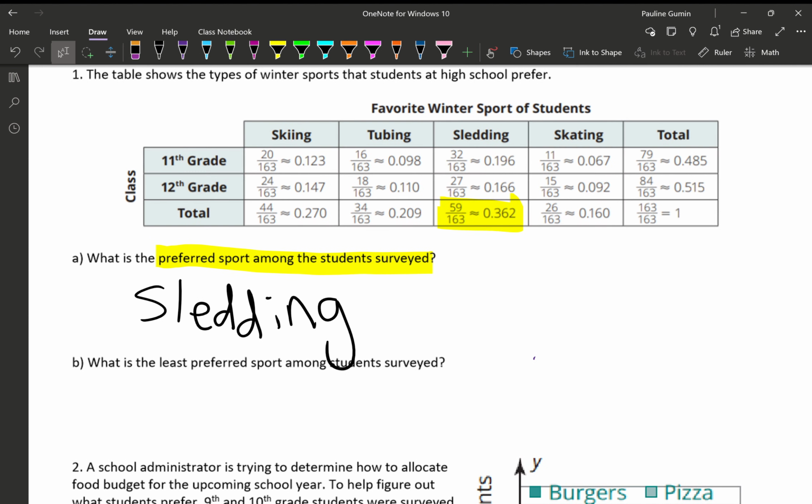Letter B. What is the least preferred sport? So, least preferred sport among the students surveyed. So, let's look at the smallest for the sports. And that looks like skating.